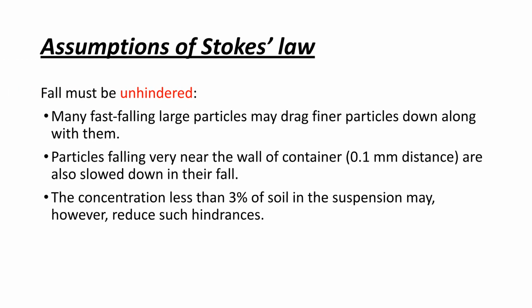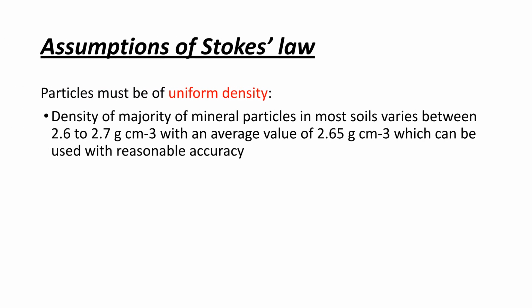The fall must be unhindered. High concentrations or closeness to the container walls can slow particles. A soil concentration of less than 3% in suspension is recommended to reduce these hindrances. Particles must also be of uniform density. The density of most mineral particles in soil averages 2.65 grams per cc, which is used for accurate results.